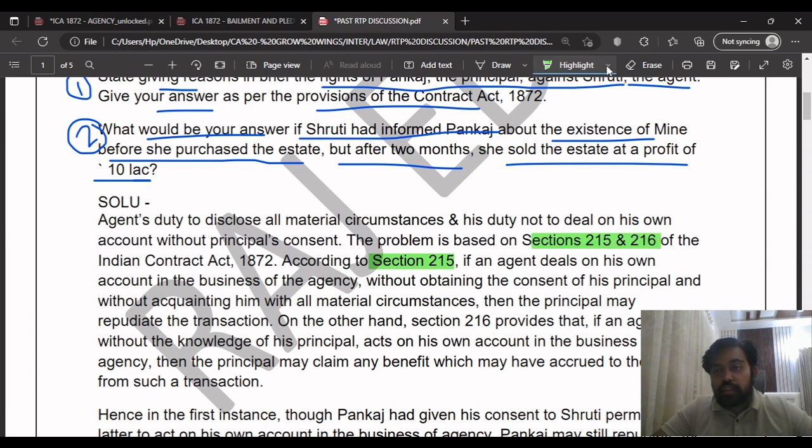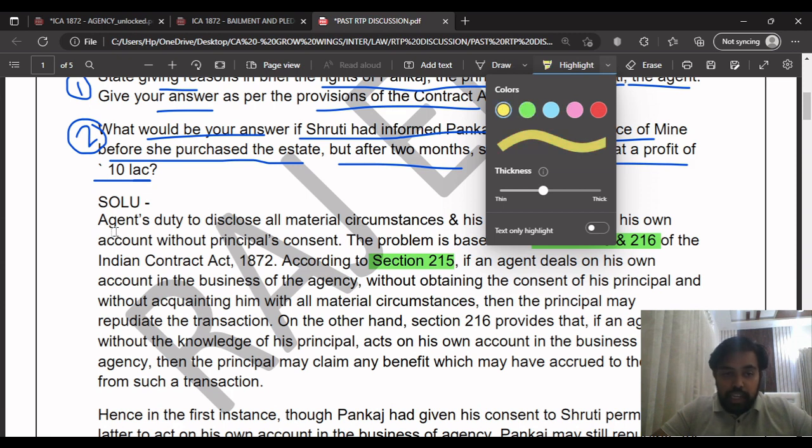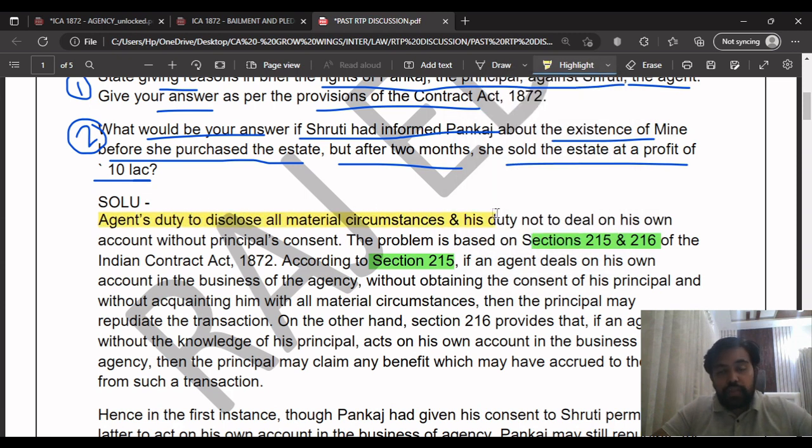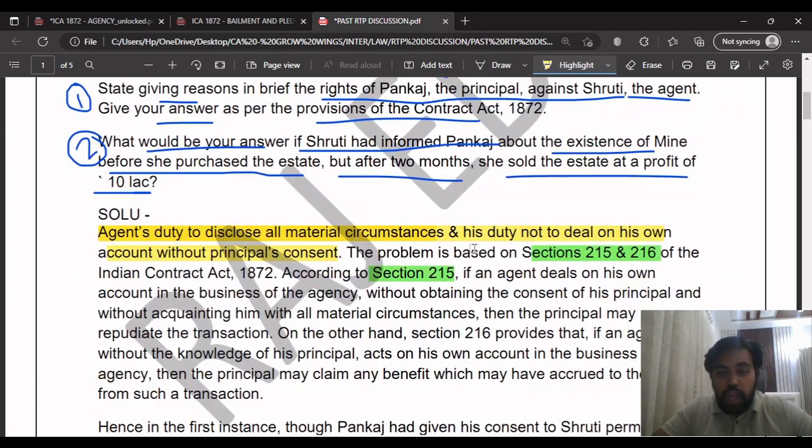Before you write the answer, this is very important. This line: the agent's duty is to disclose all the material information, and it is his duty not to deal on his own account without the principal's consent. This is how you should start the solution for a question on Sections 215, 216. When a question comes, you should write this sentence as it is, so that it gives the evaluator the impression that the student has understood this section properly, because this line itself answers the entire question. Agent's duty to disclose all the material circumstances. Here in the first case, he did not disclose, and it is his duty not to deal on his own account without the principal's consent.